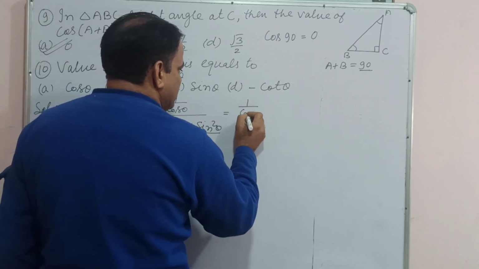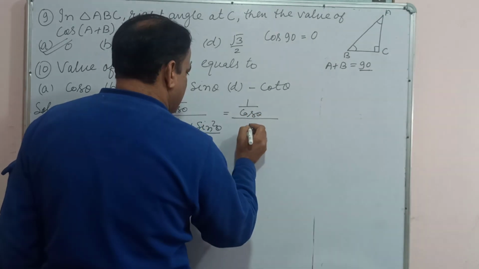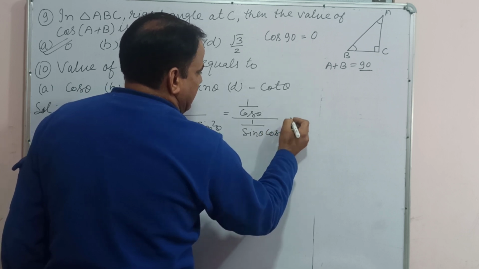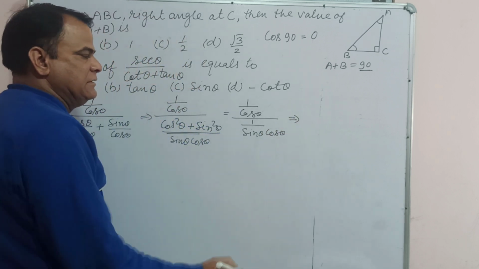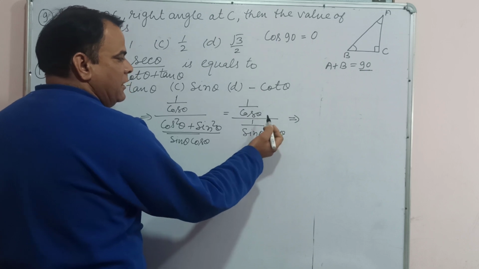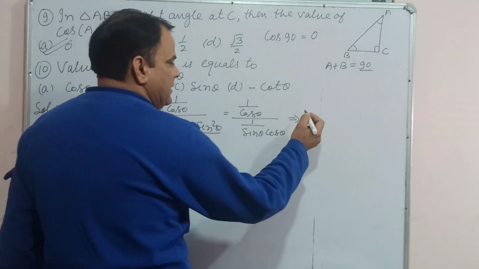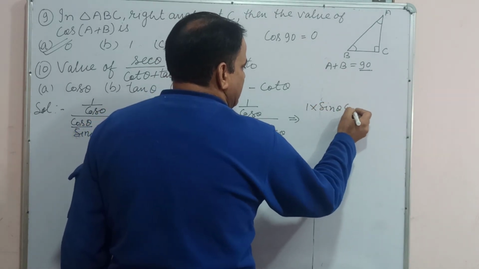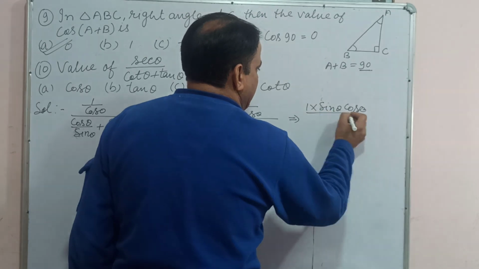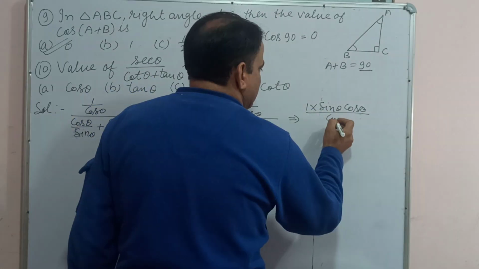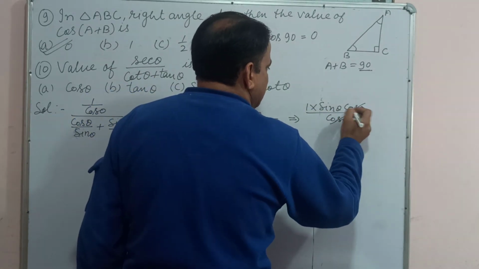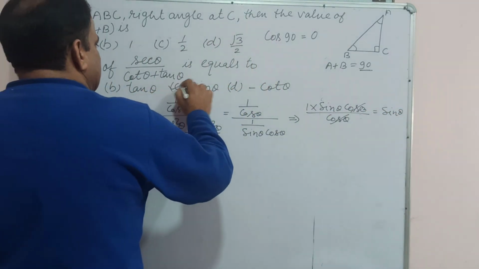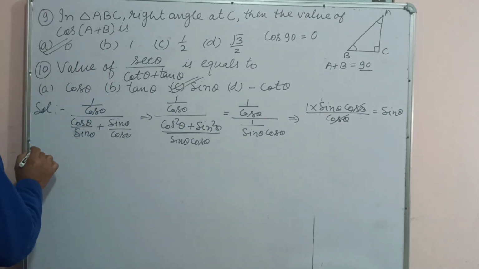And we know that this is our trigonometric identity, cos square theta plus sin square theta equals 1. So 1 upon cos theta whole upon 1 upon sin theta cos theta. By the rule of cross multiplication, we can write 1 multiplied by sin theta cos theta divided by cos theta into 1. Cos theta is cancelled by cos theta, there is only sin theta. So our answer is sin theta, C option is right.